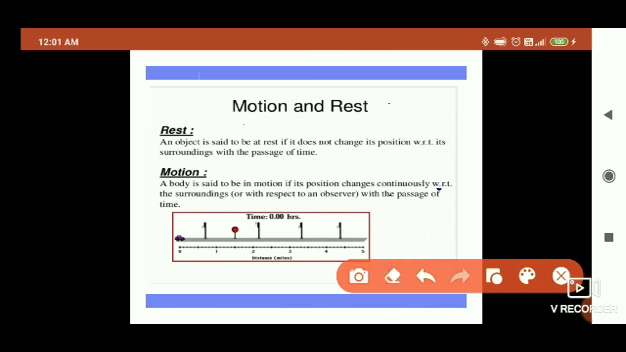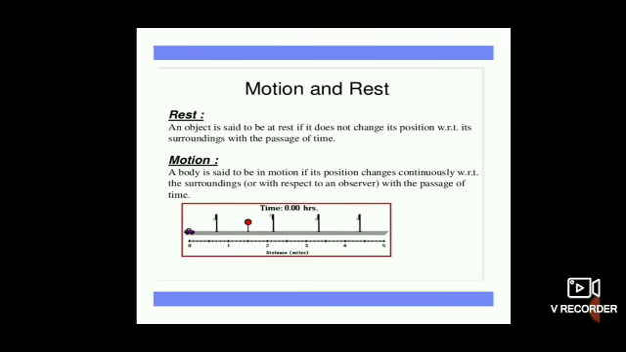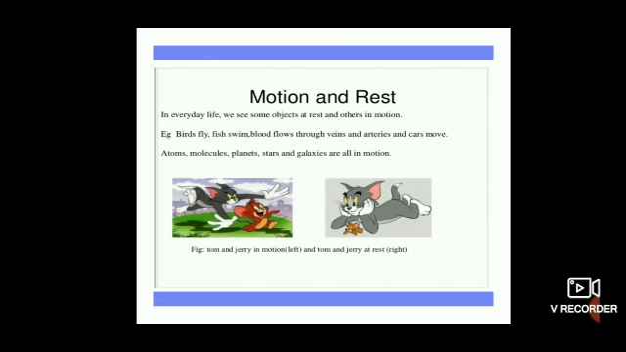But if I consider a little insect that is moving on a table, and with the passage of time, after 1 hour it has moved from point A to point B, then we can say that the insect is in motion. There are various other examples in our day-to-day life. We can see some objects at rest and others in motion. For example, birds fly, fish swim, blood flows through the veins and arteries, cars move, etc. Atoms, molecules, planets, stars, and galaxies are all in motion.